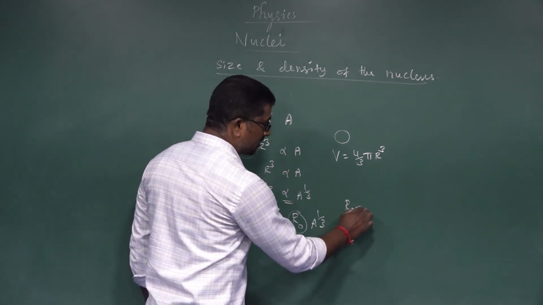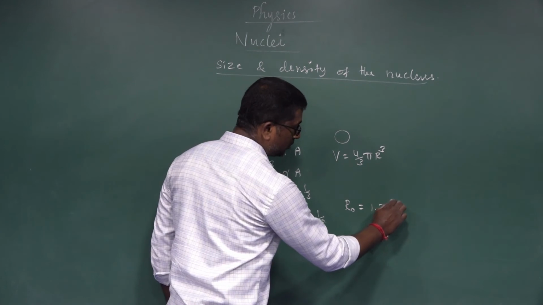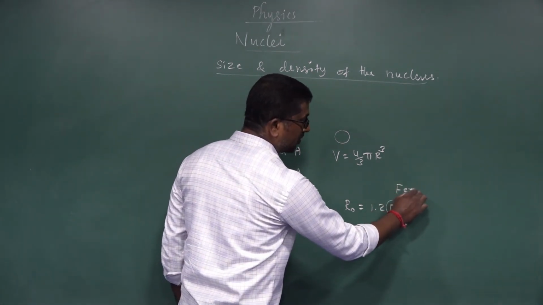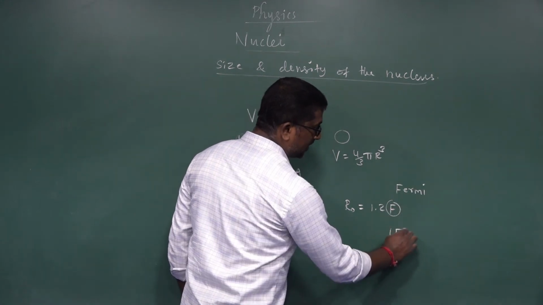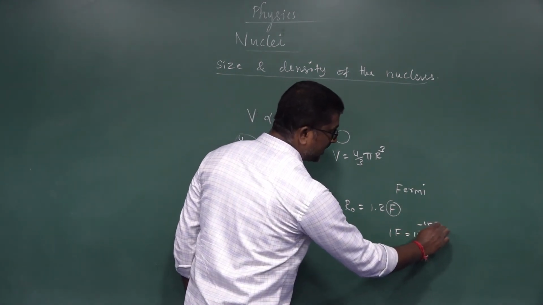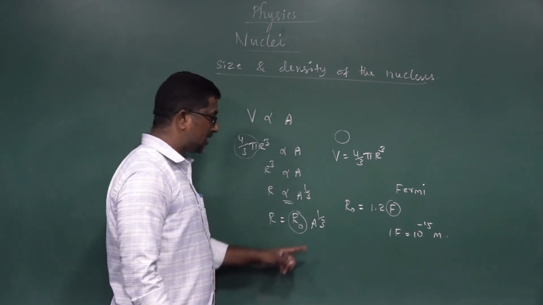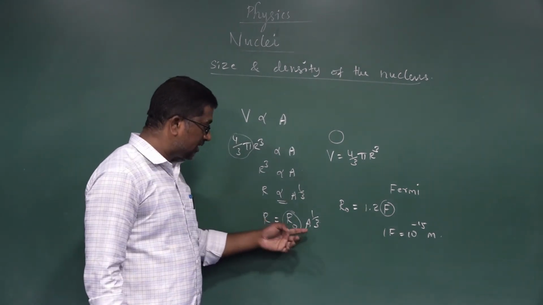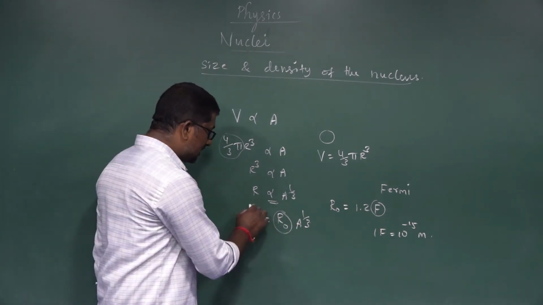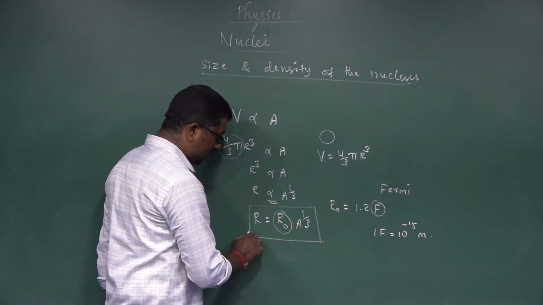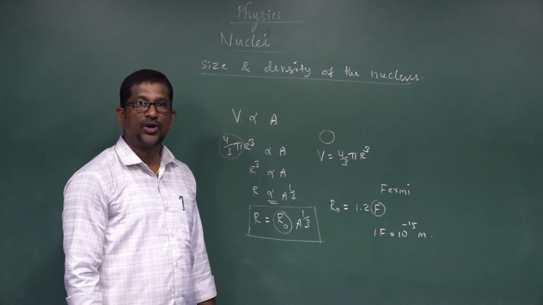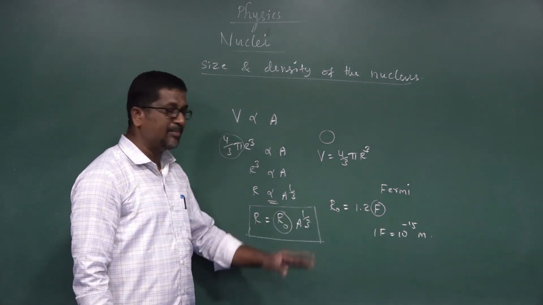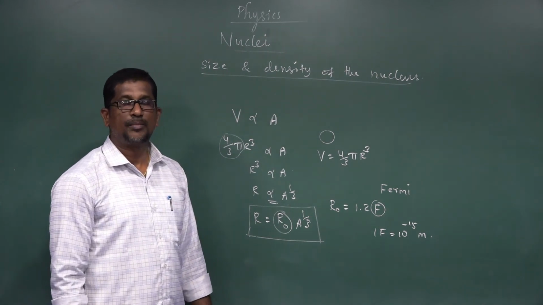Its value is r0 is equal to 1.2 Fermi. What is F? Fermi. 1 Fermi is equal to 10 power minus 15 meter. And what is A? Mass number. So R is equal to r0 into A power 1 by 3. This is the empirical relation for the radius of the nucleus. The equation is R is equal to r0 into A power 1 by 3.